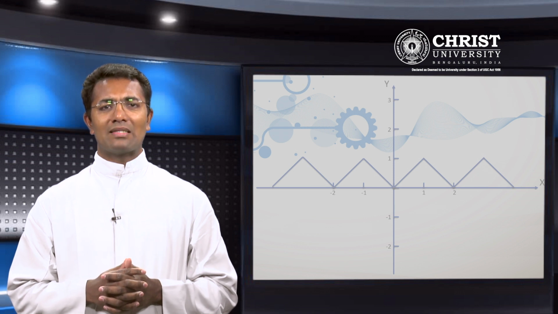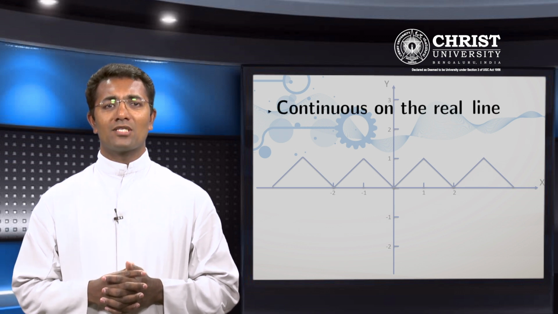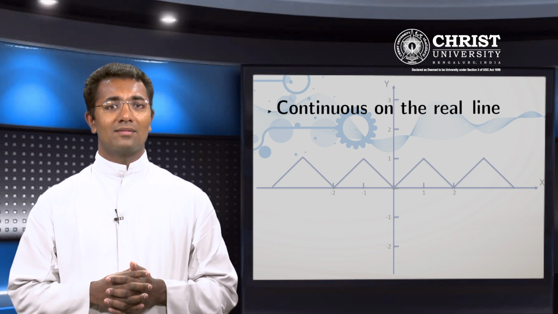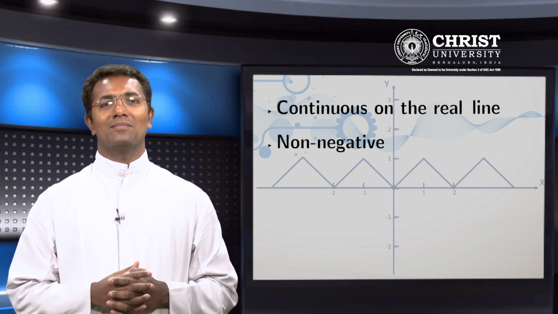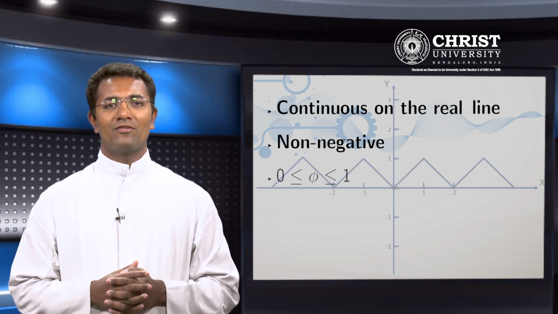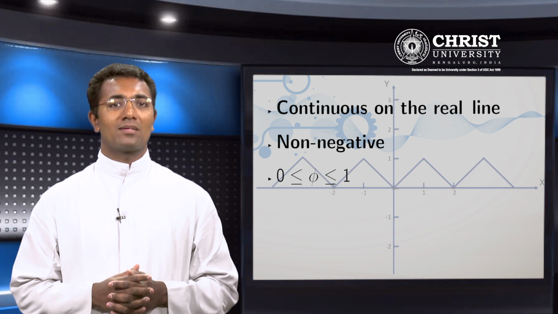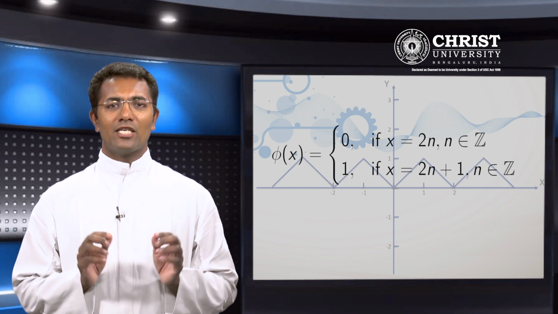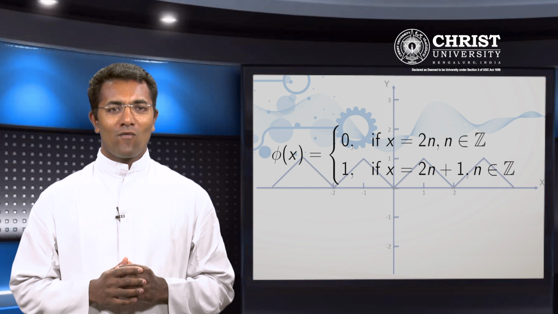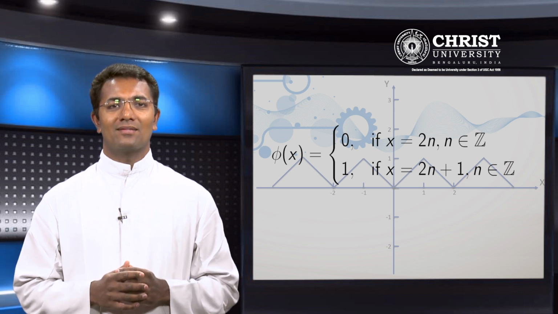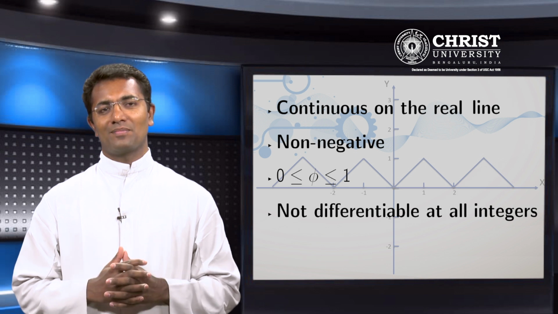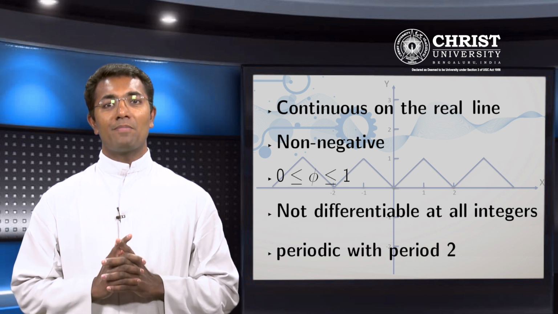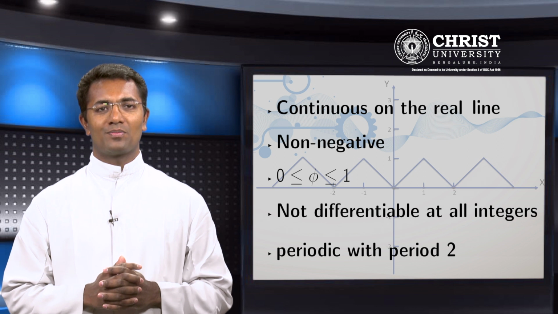The foremost one is phi is a continuous function on the entire real line. The second one is phi is a non-negative function. 3. Phi is a bounded function with minimum 0 and maximum 1. It is 0 at all even integers and 1 at all odd integers. It is not differentiable at all integer points. It is periodic with period 2.